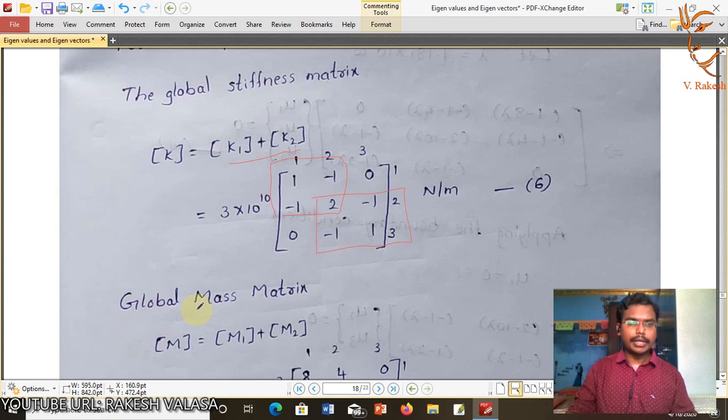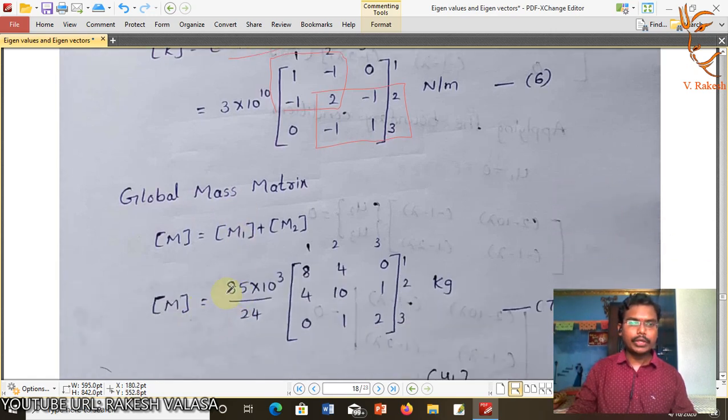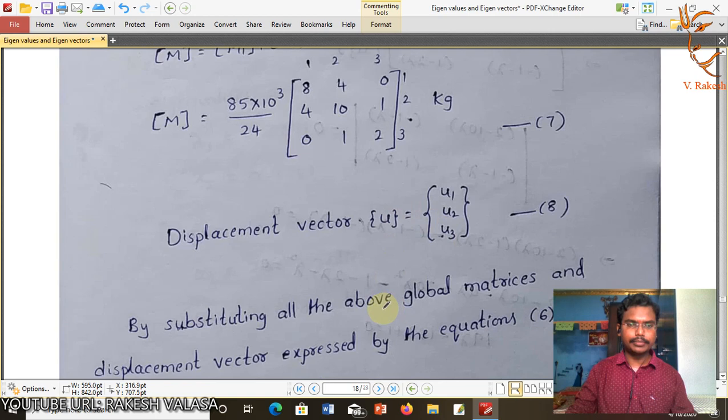Now combining the mass matrix of element 1 and element 2, we get M equal to 85 into 10 power 3 by 24 times the matrix [8, 4, 0; 4, 10, 1; 0, 1, 2], and also write the displacement vector u equal to u1, u2, u3. This is equation number 8.